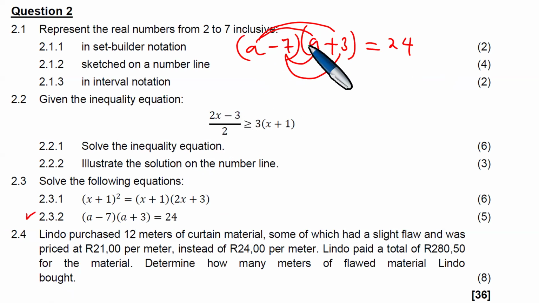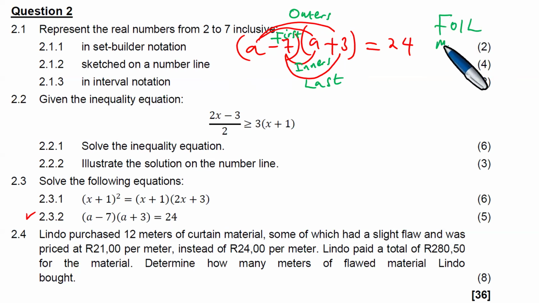So if you multiply a by a, these are said to be the first. a by a, they're the first. a by 3, they're outers. These ones are called outers. These are called inners. These are called the last. Okay? So this method is called the FOIL.